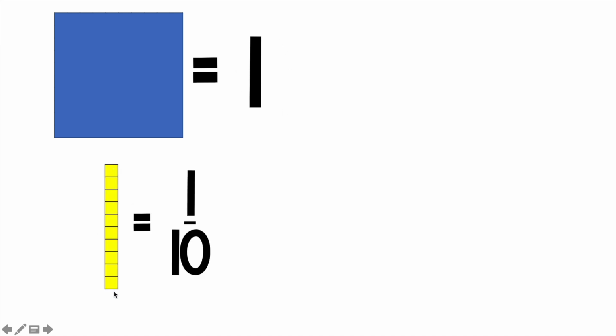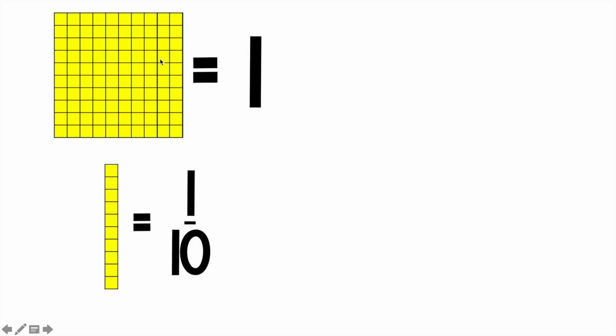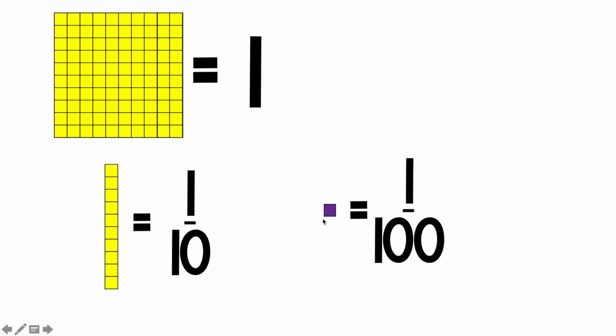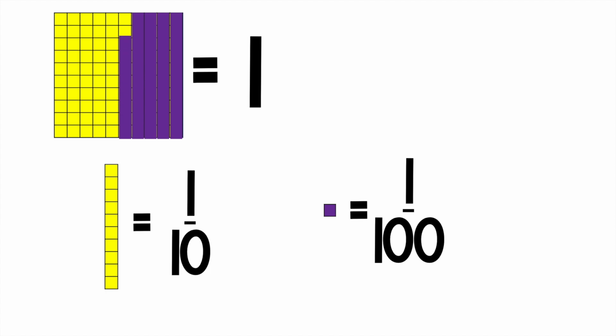So if this only represents one whole, that means that this little rod right here represents 1/10, because we know that we need 10 of these rods to make up one whole, right? This right here is 1/10. That means that this little guy right here is 1/100th, because as you can see, we need 100 of these guys to make one whole.